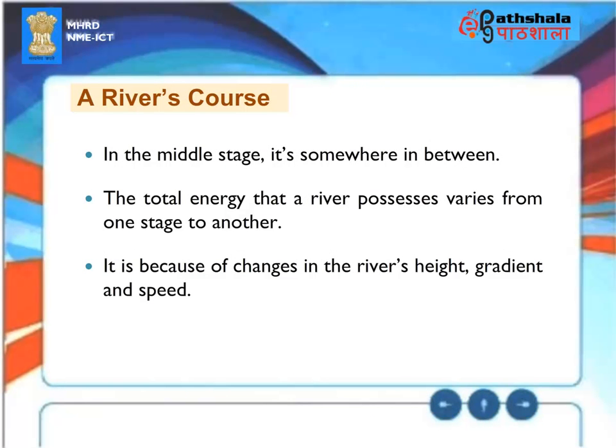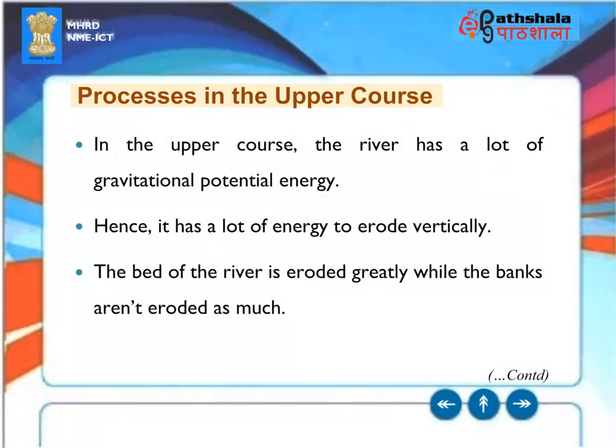The total energy that a river possesses varies from one stage to another. It is because of changes in the river's height, gradient, and speed. Processes in the upper course. In the upper course, the river has a lot of gravitational potential energy. Hence, it has a lot of energy to erode vertically.